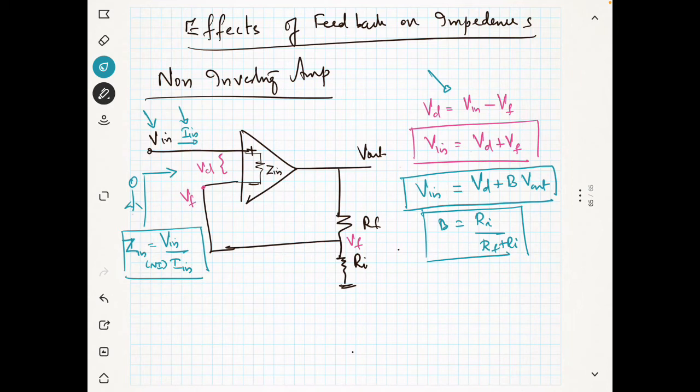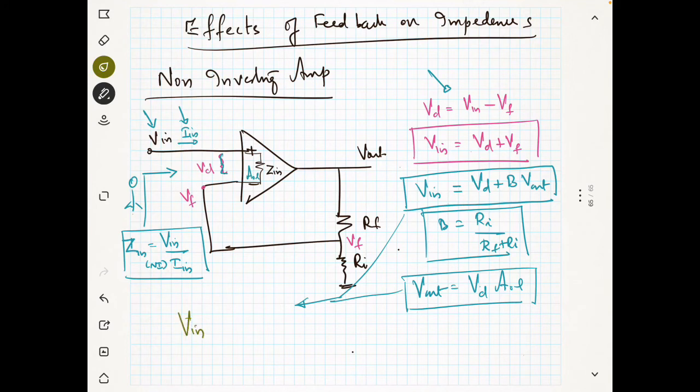Now what is my Vout? You know that this is Vout, and you know Vd, and you know the open loop gain of this. So Vout is equal to Vd into AOL. So I have got another equation for Vout. Now I will use these two equations and write something.